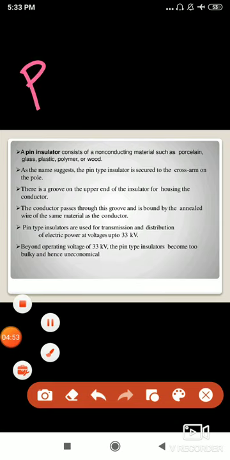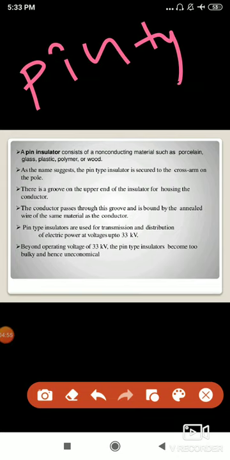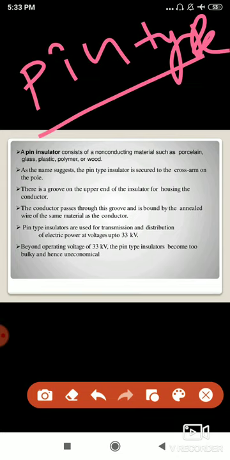So what is a pin type insulator? Definitely, each and every insulator, including pin type insulators, is designed with the help of porcelain materials, or you can use glass, plastic, polymer materials, or whatever materials can be used. But basically, we are using porcelain. Why do we call it a pin type insulator? Because the shape of this type of insulator is like a pin model.